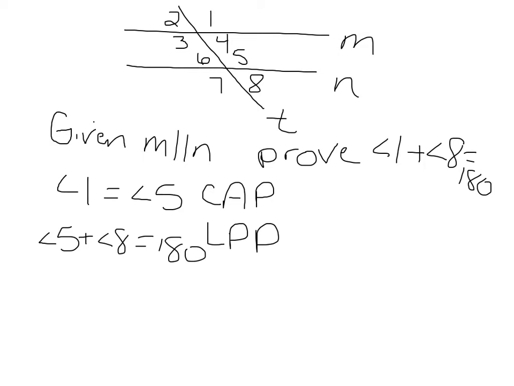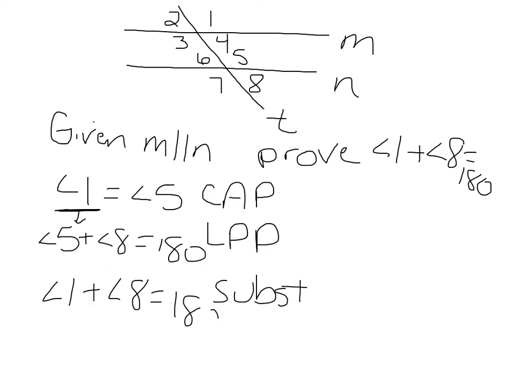We were stuck, so what we're going to do is use substitution. Angle 5 is equal to angle 1. So where there is angle 5, I can write angle 1. So I get angle 1 plus angle 8 is equal to 180 degrees, which is my goal, so I'm now done.